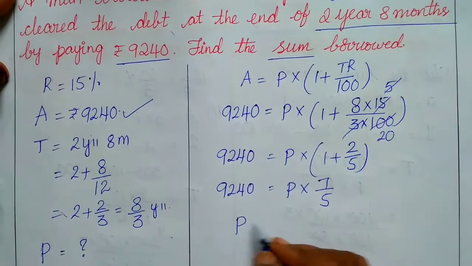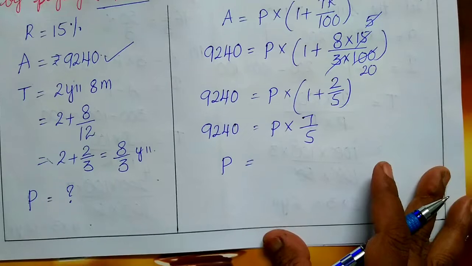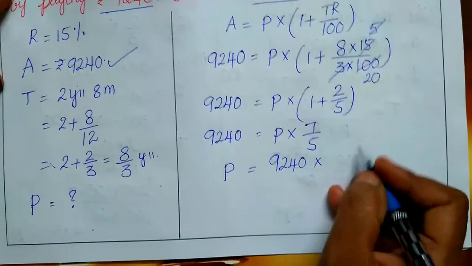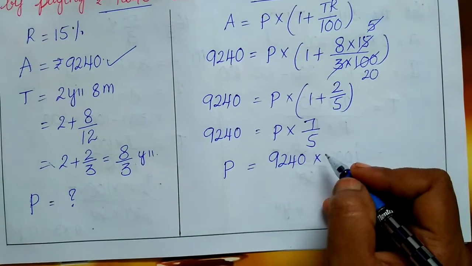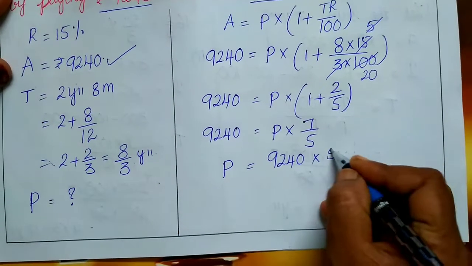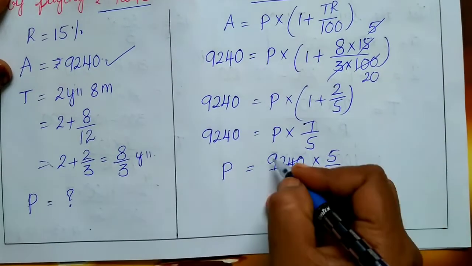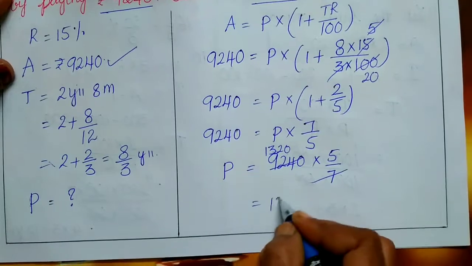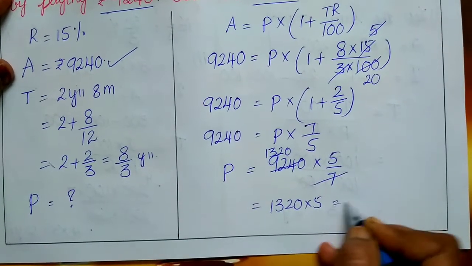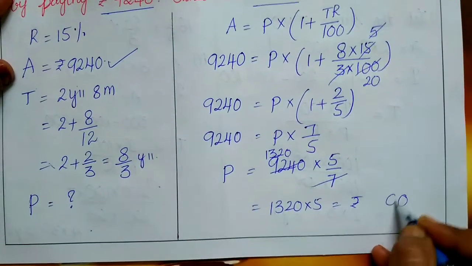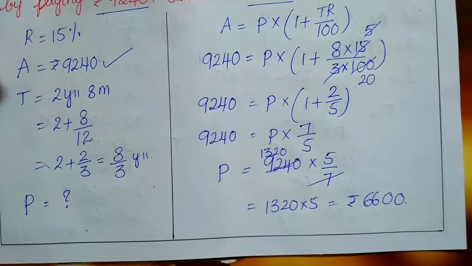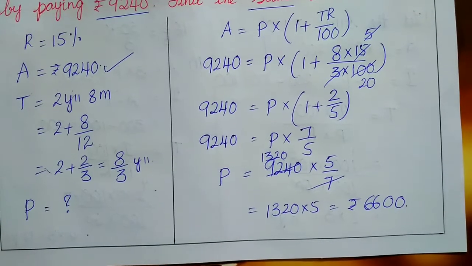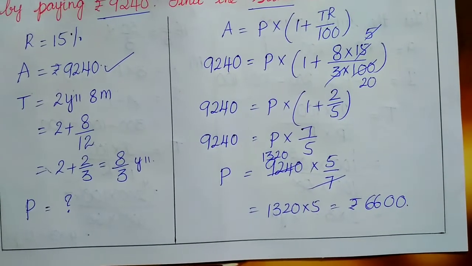Now we can calculate the principal by sending the fraction 7 by 5 to the other side. So 9,240 into 7 by 5. If you send any fraction from left to right or right to left, it is inverted, so it becomes 5 by 7. And 7 cancels: 7 thirteens are 91 and 14 means 2, 0. So you get 1320 into 5, which is rupees 6600. This is the required principal. In this way we can find the required values based on the given data.